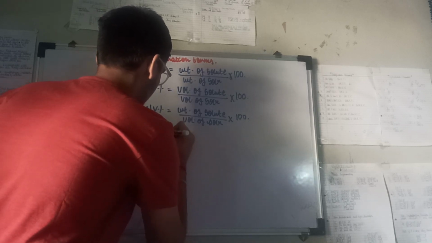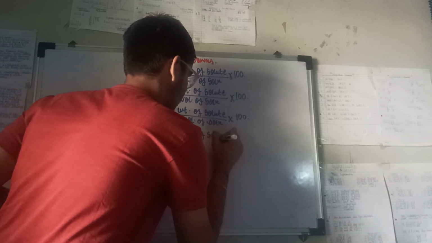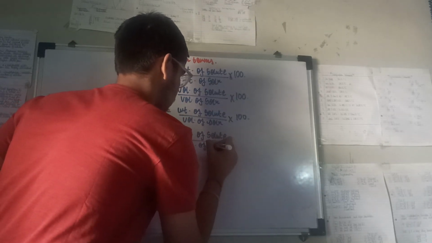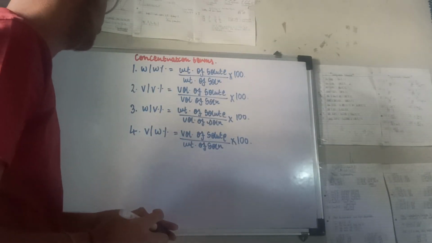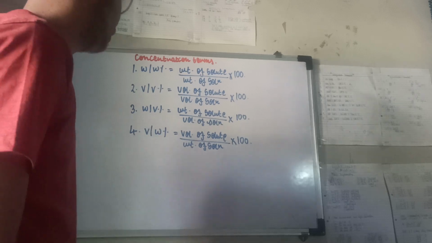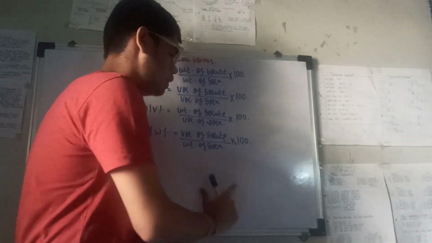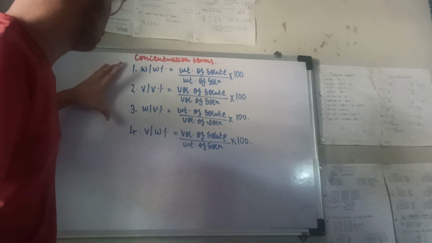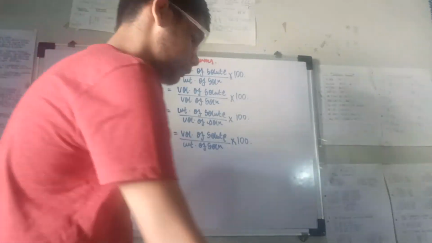V by W percent means volume of solute by weight of solution into 100. So again the same example, 10% of V by W of NaCl. So 10 ml of NaCl is dissolved in 100 gram of water. So first note down these four concentration terms, then we will move ahead.